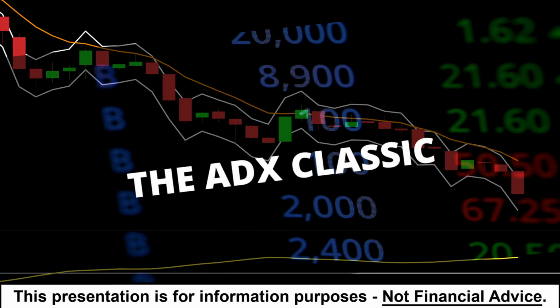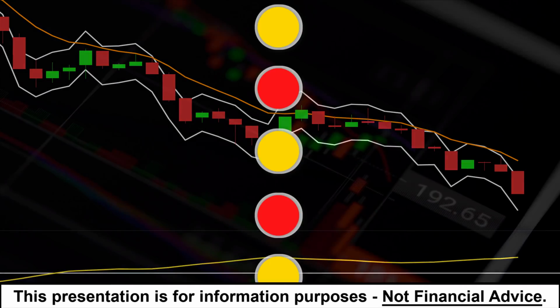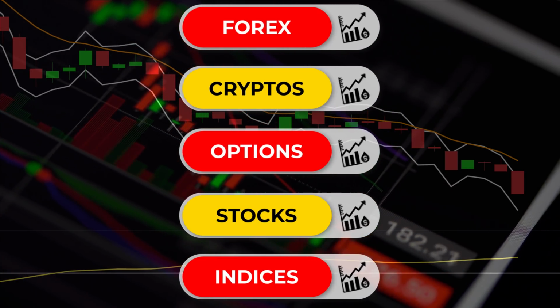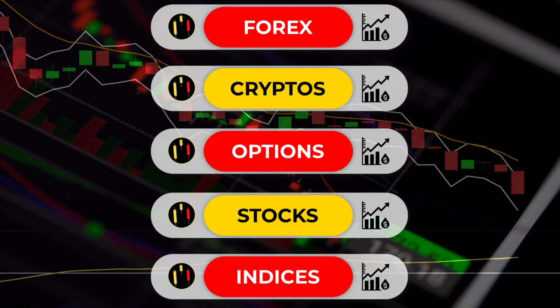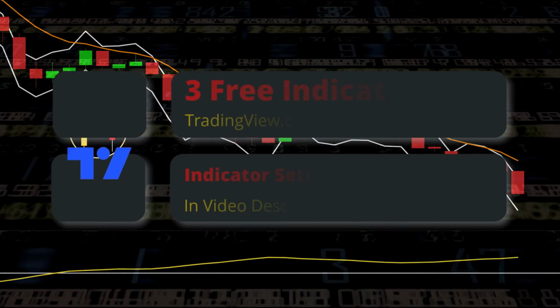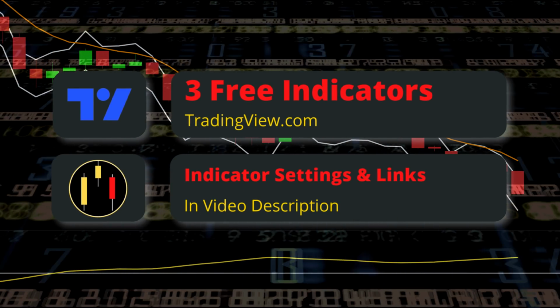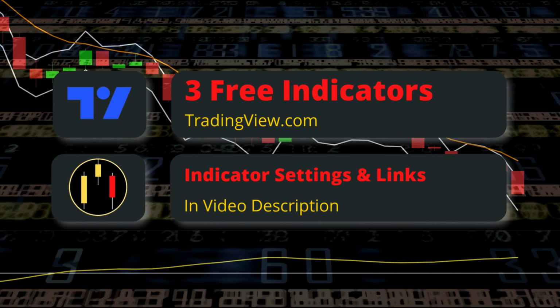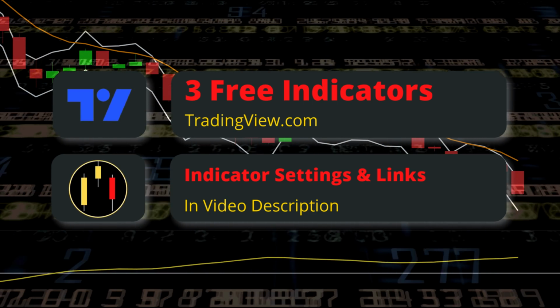I call this the ADX Classic, and like most trading systems, it can be adapted to Forex, crypto, options, stocks, indices, or any instrument that has significant volume and market participants. This trading strategy utilizes 3 free TradingView indicators. As always, links and settings to all indicators are listed in the description.